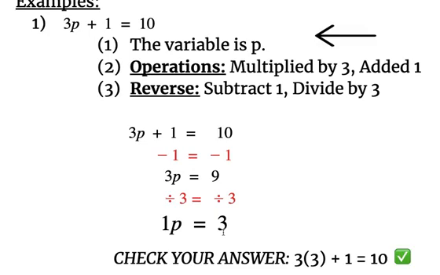You always want to check your answer. If I were to put 3 back into the problem, instead of 3 times p plus 1 equals 10, it would be 3 times 3 plus 1 equals 10. 3 times 3 is 9. 9 plus 1 does equal 10. So that is correct.